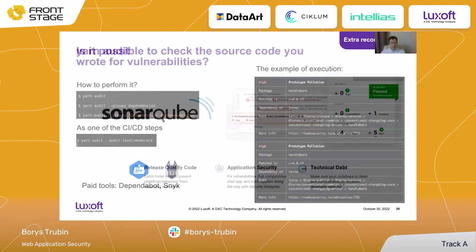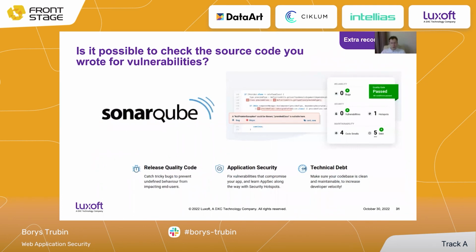What about checking source code you wrote for vulnerabilities automatically? One more interesting and useful tool is SonarQube. I have experience of using it on my latest project. SonarQube empowers all developers to write cleaner and safer code. There are thousands of automated static code analysis rules protecting your app on multiple fronts and guiding your team. It catches tricky bugs to prevent undefined behavior from impacting end users, asks you to fix vulnerabilities that compromise your app, and asks you to make sure your code base is clean and maintainable to increase developer velocity. It can be integrated into GitLab, GitHub, Bitbucket, and Azure.